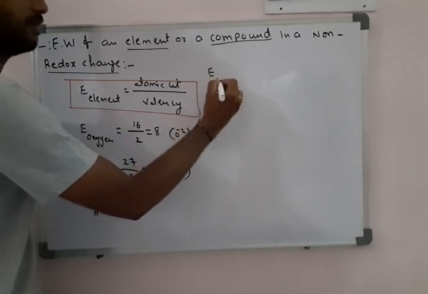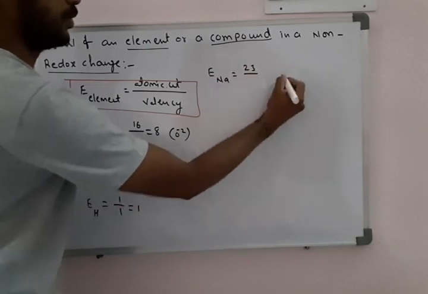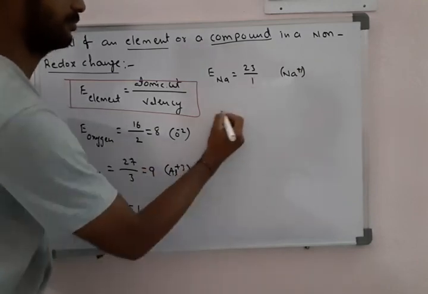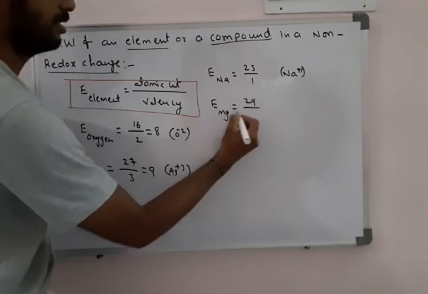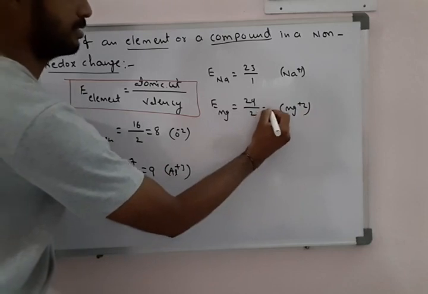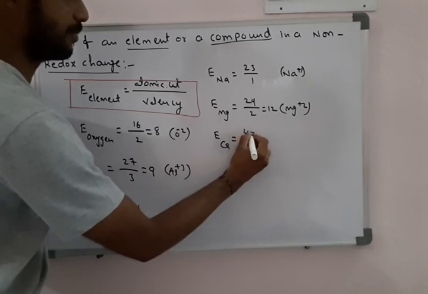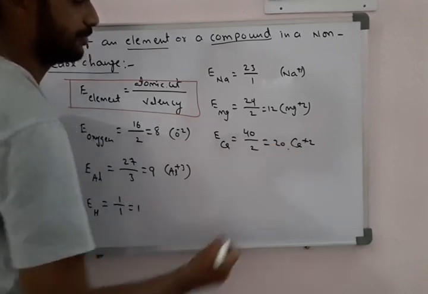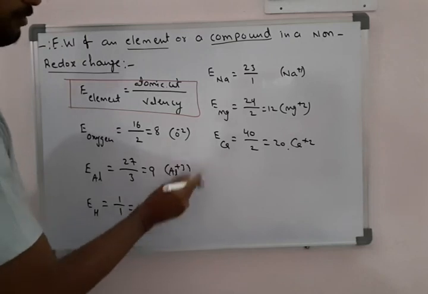The equivalent weight of sodium: 23 by 1, because sodium always exists in a plus 1 state, meaning its valency is 1. The equivalent weight of magnesium: its atomic weight by its valency, and magnesium valency is always plus 2, that is 2 units. The equivalent weight of calcium is its atomic weight by valency, and calcium always exists in a plus 2 state. So these are the equivalent weights of different elements.